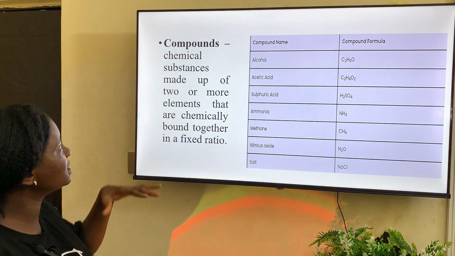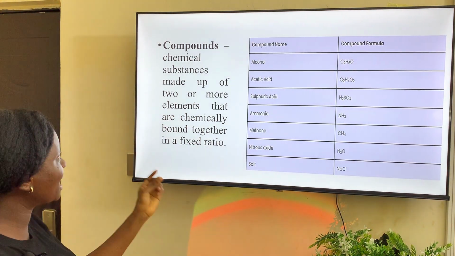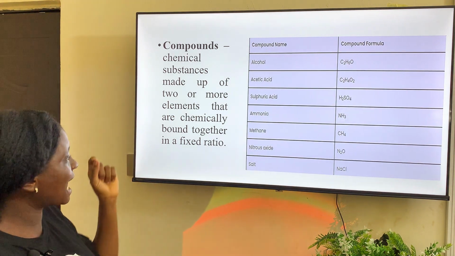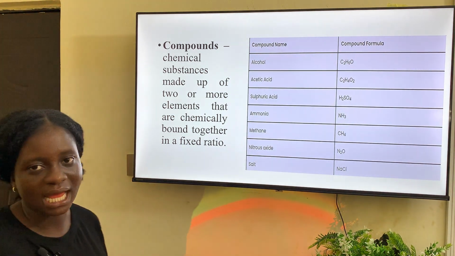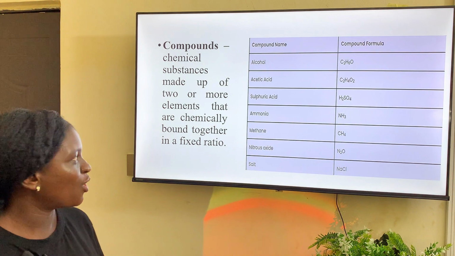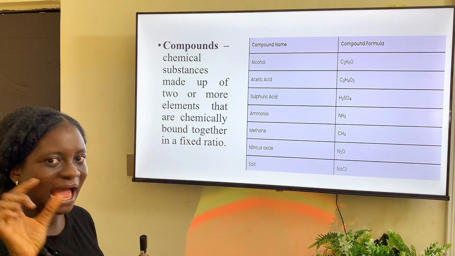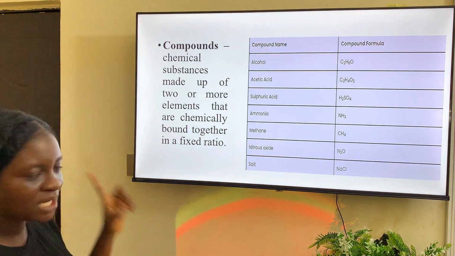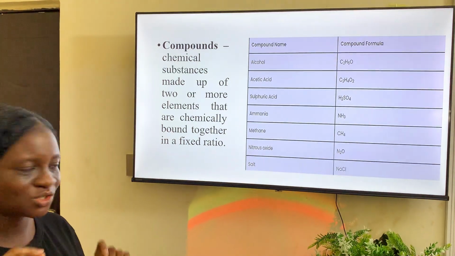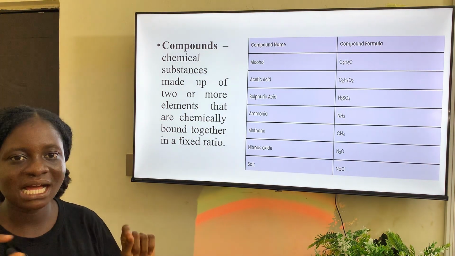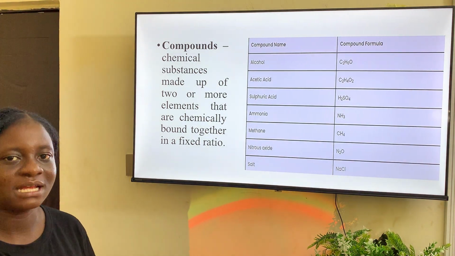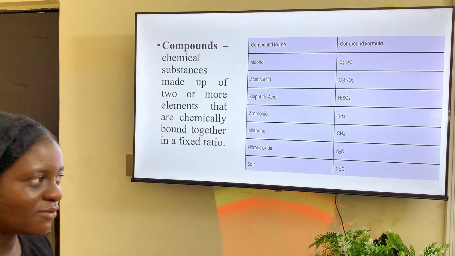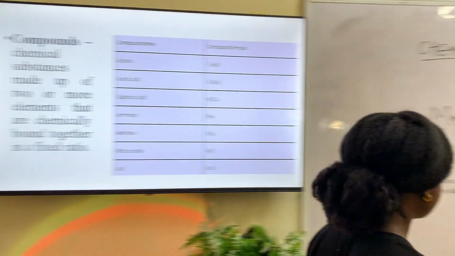So compound: a chemical substance made up of two or more elements that are chemically bound together in a fixed ratio. All you need to highlight are the key important words there. It's made up of two or more, and it doesn't stop there, that are chemically bound together, and it doesn't stop there, but in a fixed proportion, in a fixed ratio. Let's take for example water.